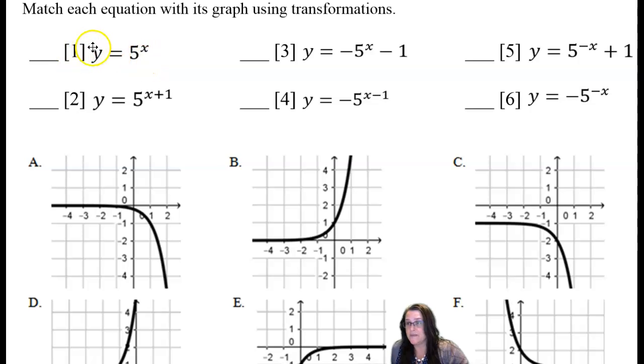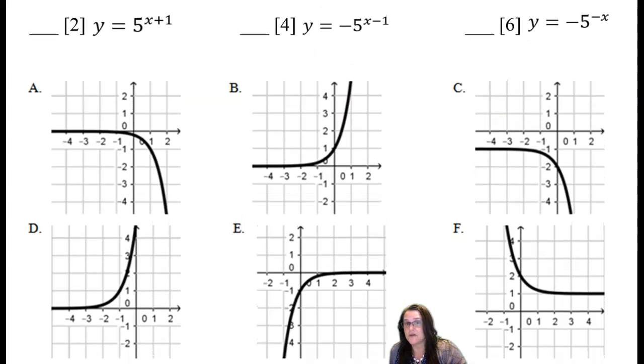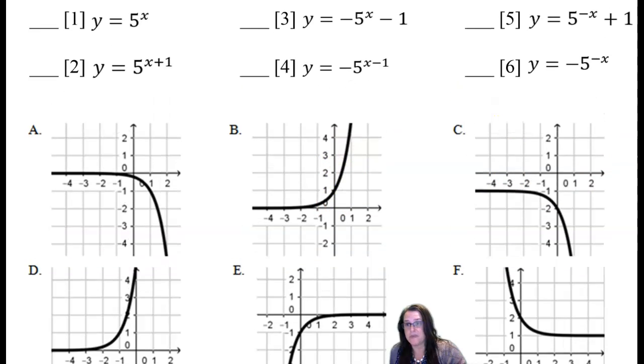So looking at number 1, y equals 5 to the x, that's going to be the parent graph of an exponential growth function. And we know that those functions always pass through the y-intercept (0, 1) and have a horizontal asymptote along the x-axis. So when we look at those options for the graph, we've got only one that meets that criteria, and that would be graph B.